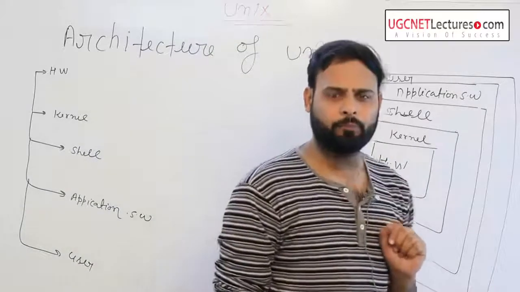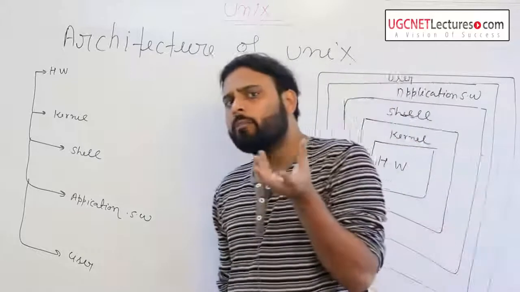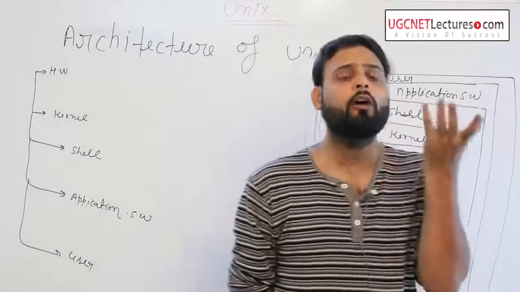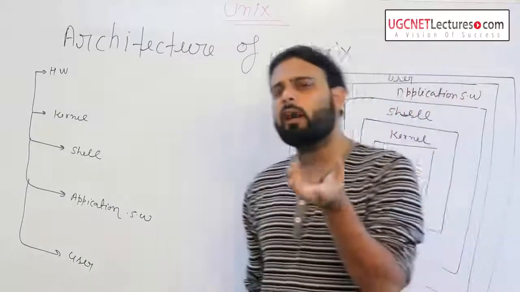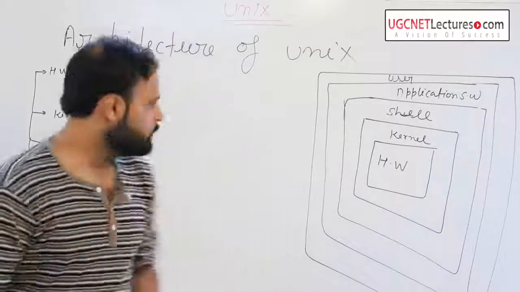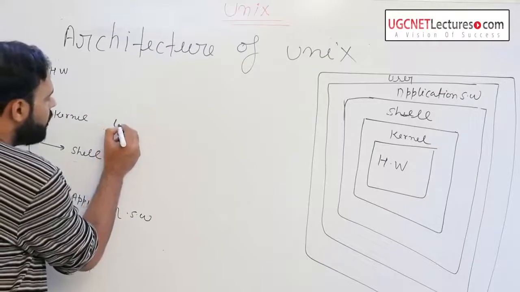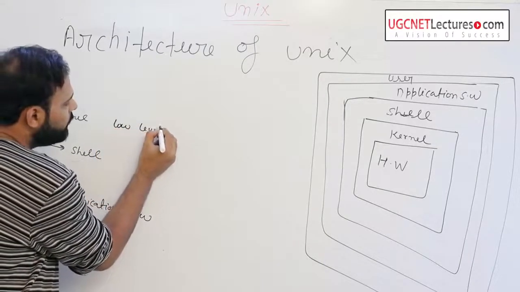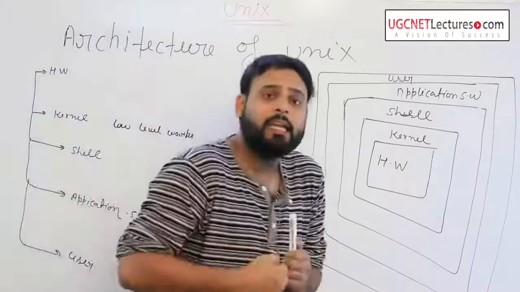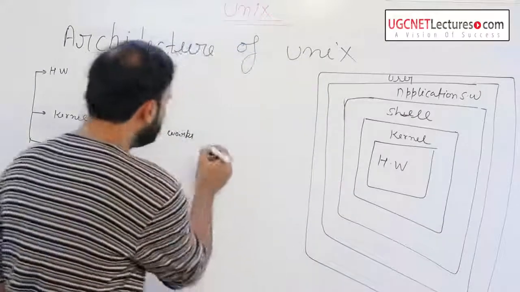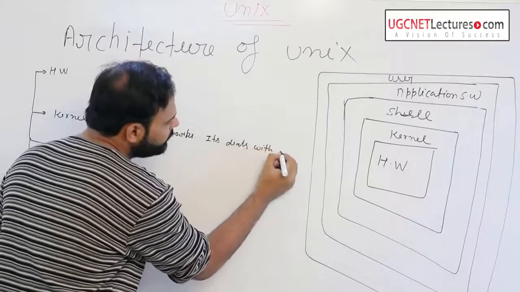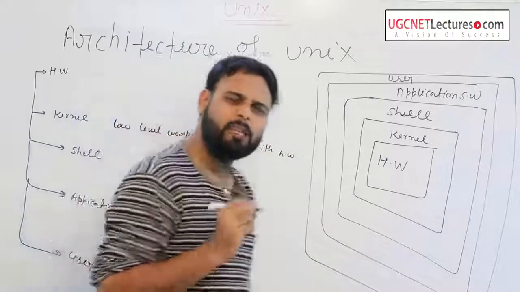What is the meaning of kernel? Kernel is the heart of your operating system actually. The operating system has a lot of components, where the kernel is the heart. What is the working of the kernel? The kernel performs all low level work. It deals with hardware. What is the meaning of dealing with hardware?